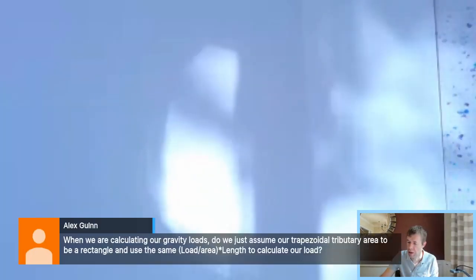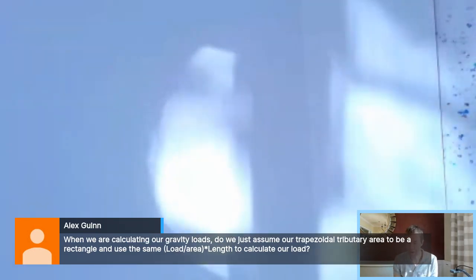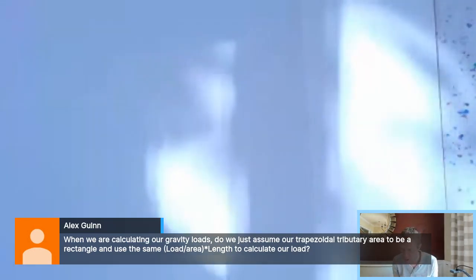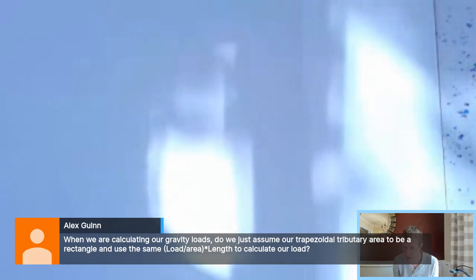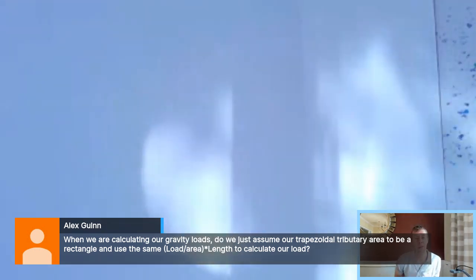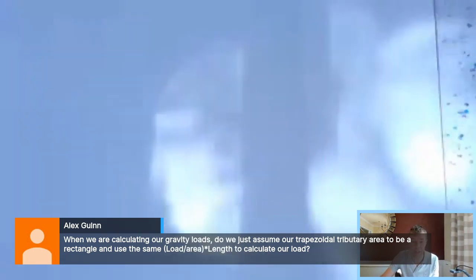Alex has a question. So when we are calculating our gravity loads, do we just assume our trapezoidal tributary area to be a rectangle and use the same load per area? Yes, Alex, that's right. That's what I said in my gravity load video. That's what I recommended to do. That makes your structural analysis a lot easier to do, and it's conservative.